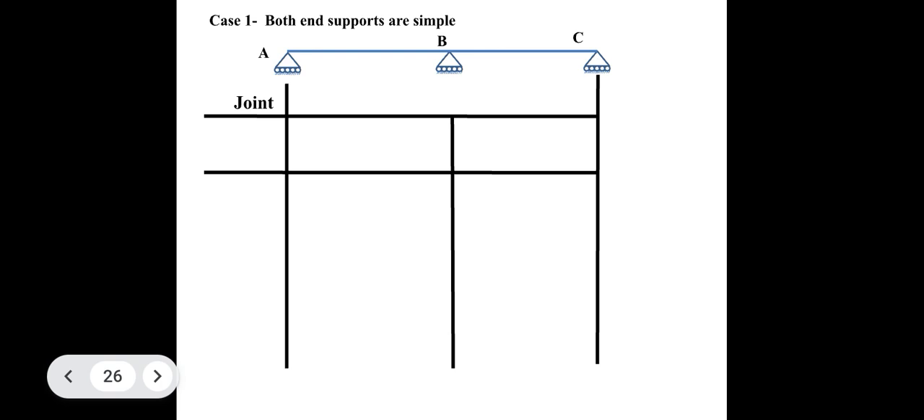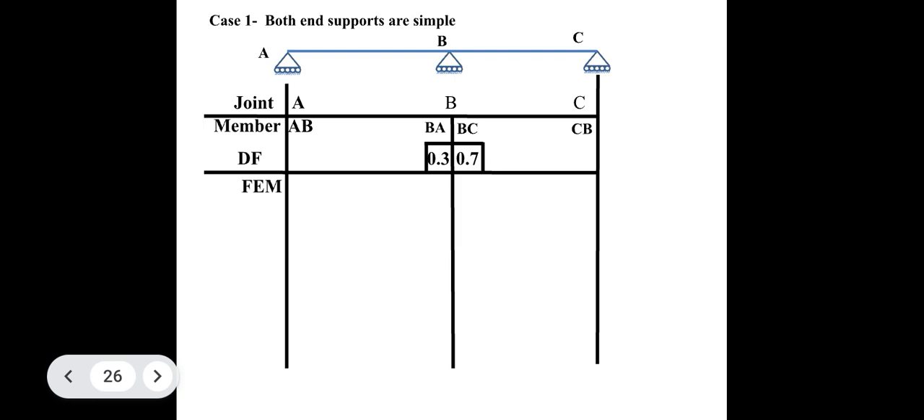So for this table, first of all you have to write joint. For example, in this case, joint A, joint B and joint C. After joint, you are supposed to write member, which is member AB, member BA, member BC and member CB. Then whatever factor you have calculated, you are supposed to write. Here I have just assumed some numbers. Say the factor for member BA is 0.3 and the factor for member BC is 0.7. This I have assumed randomly.